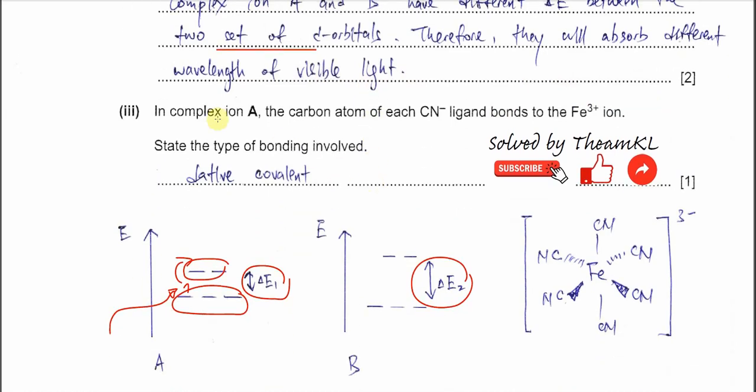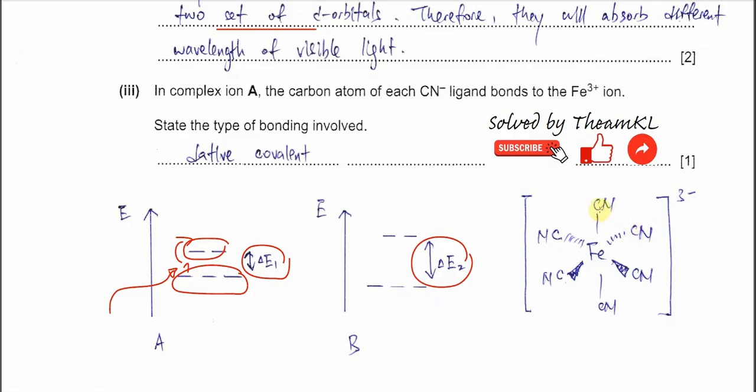Okay, part 3. In complex ion A, the carbon atom of each cyanide ligand is bound to the iron(III) ion. State the type of bonding involved. Of course, it is a dative covalent bond, right? The lone pair on the carbon of the cyanide ion will donate to the iron to form a dative bond. So it will form 6 dative bonds.